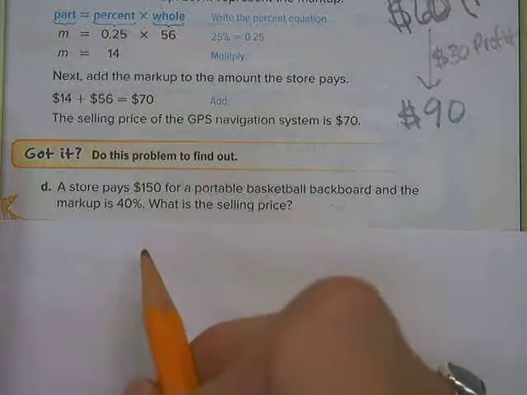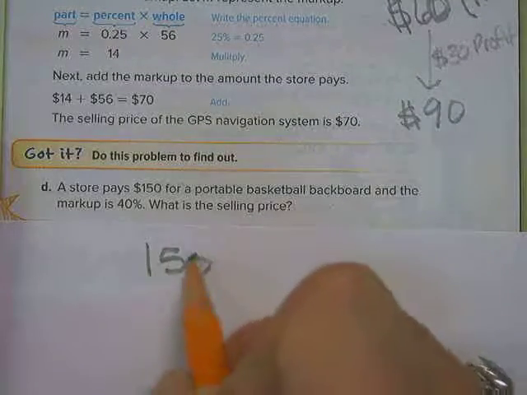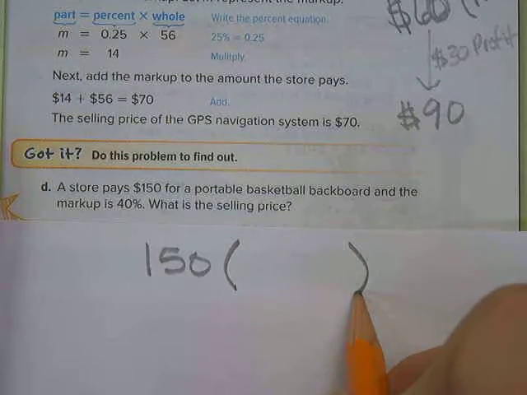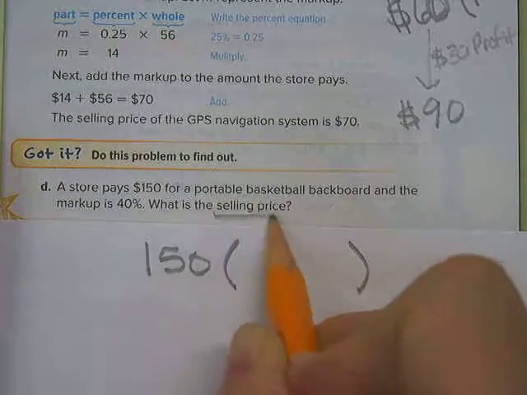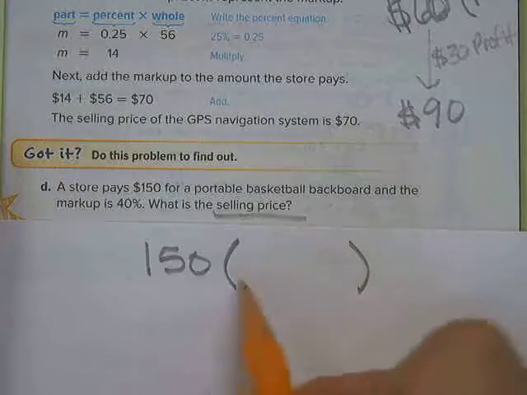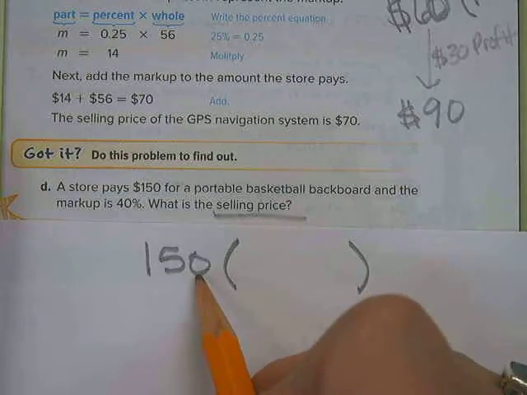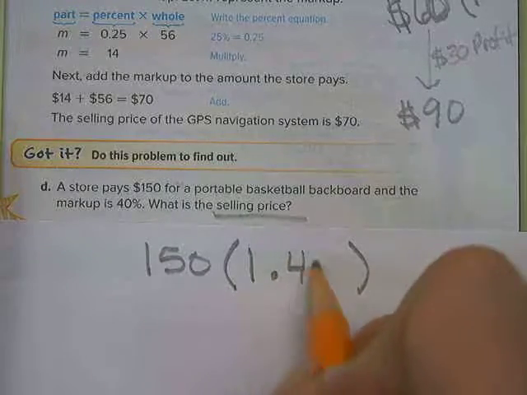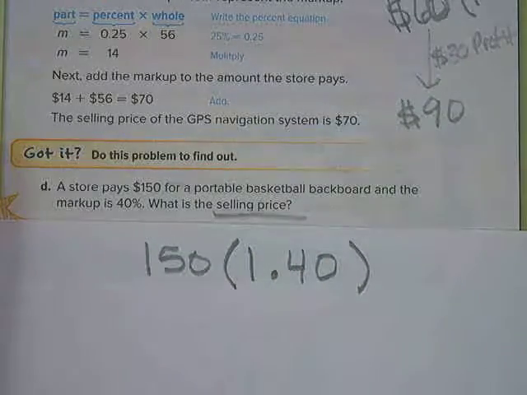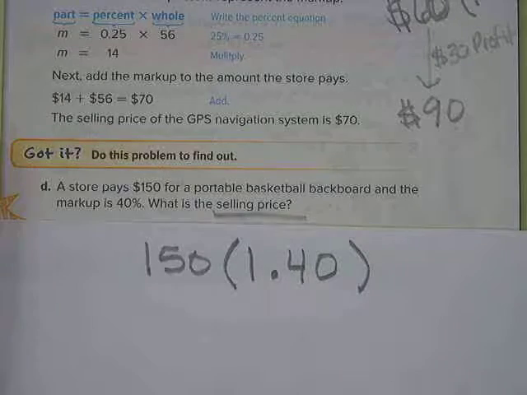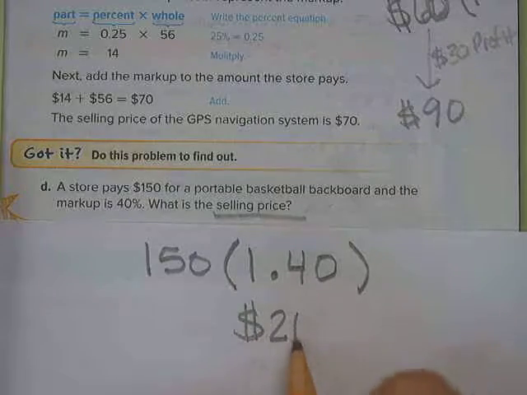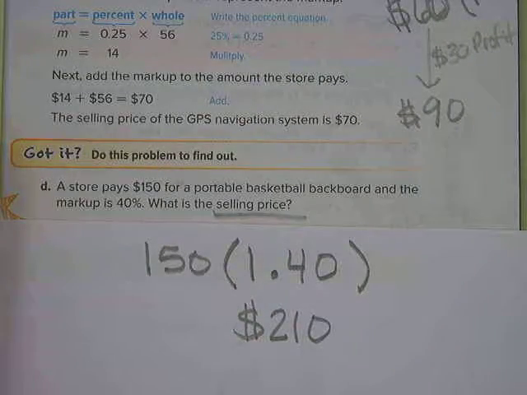Okay, so you've already done this. So a store pays $150 for a portable basketball backboard, and the markup is 40%. What is the selling price? So we need to add 40% onto 150. So that means we are really multiplying by 140%. So when you do this, you get $210.